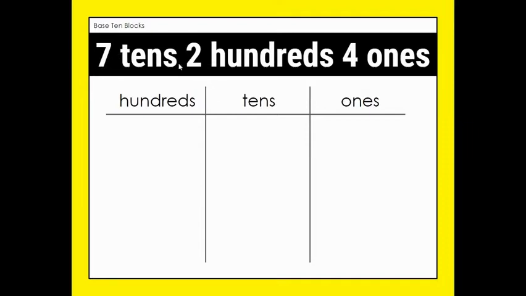So you'll notice there's 7 tens, 2 hundreds, 4 ones. And when you look at that number, you may notice that usually you see hundreds first, then tens, and then ones. So sometimes you have to double check because we might scramble up our tens and our hundreds and our ones. So we have to make sure that we put each place value in the right spot.